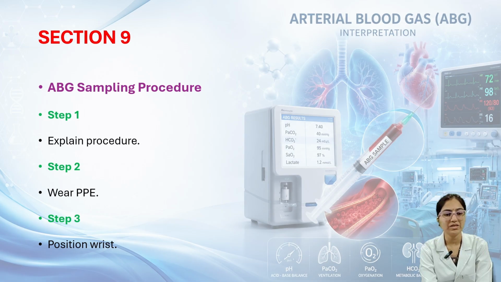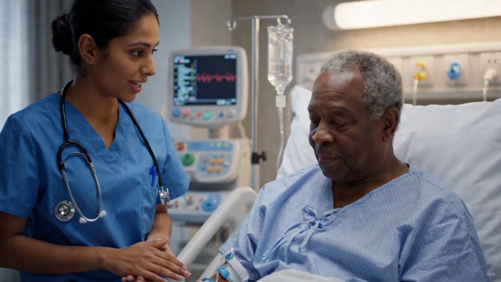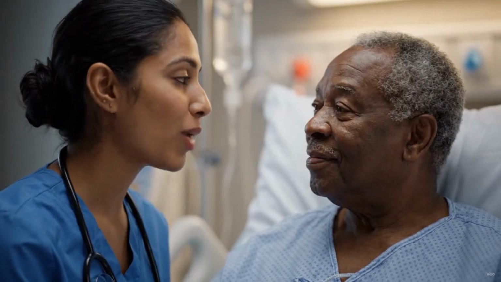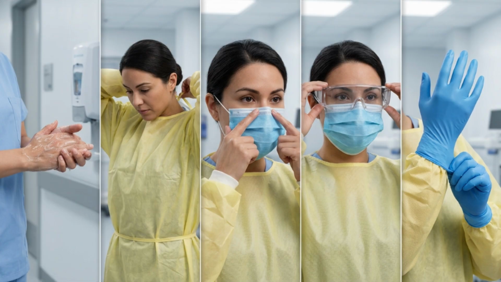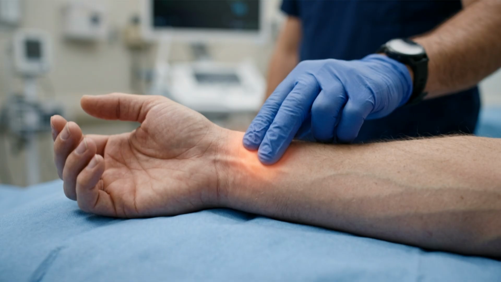Next, ABG sampling procedure. Step 1. Explain the procedure. We need to do an arterial blood gas test to measure the oxygen in your blood. It's a quick sample taken right here from your wrist. And then wear PPE. And then position the wrist. Locate the pulse, and then clean the skin.